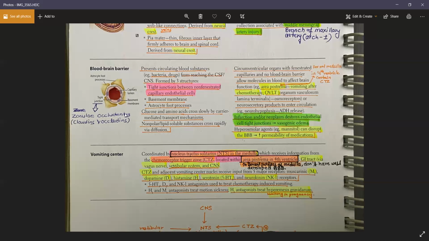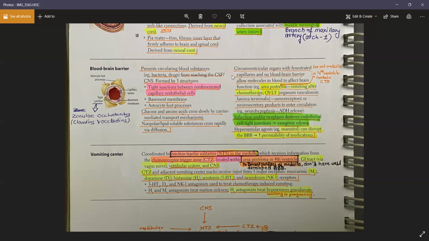So bacteria can gain access at the areas where the blood-brain barrier is not present, like the choroid plexus. The glucose and the amino acids can enter the brain with the help of transport carriers which are present in these cells, right? Non-polar or lipid substances can easily cross the blood-brain barrier because they are lipid soluble, of course.